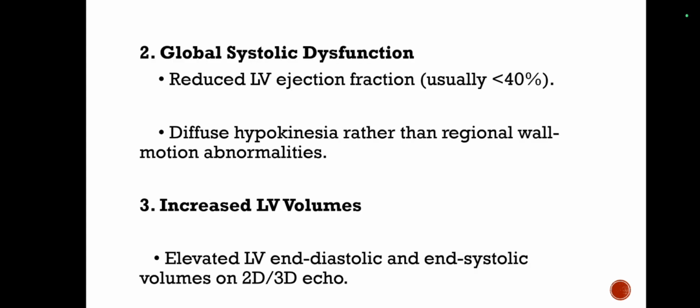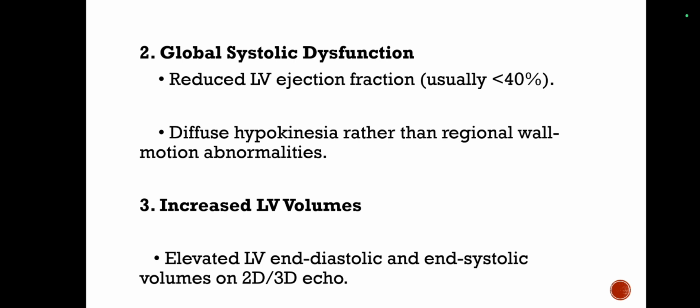The second one is the global systolic dysfunction. There will be a reduced left ventricular ejection fraction. We know the normal value of the ejection fraction is around 55 to 75 percent. It should be above 50 percent. But in this dilated cardiomyopathy condition, the ejection fraction of the left ventricle is usually less than 40 percent.